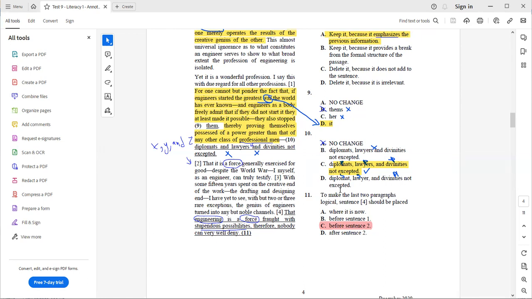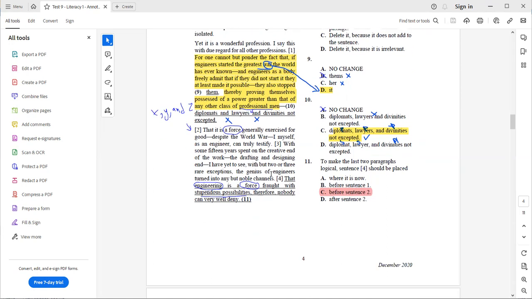Okay, we have keywords here: engineering, force, possibility, stupendous. Let's now find the sentence. Because this is the last sentence, do you feel there is a relationship between it and what came before? Let's read it. "With some 15 years spent on the creative end of the work, the drafting and designing end, I have yet to see, with but 2 or 3 rare exceptions, the genius of engineers turned into any but noble channels." No, there is none, because here it talks about the engineers, not engineering as a force.